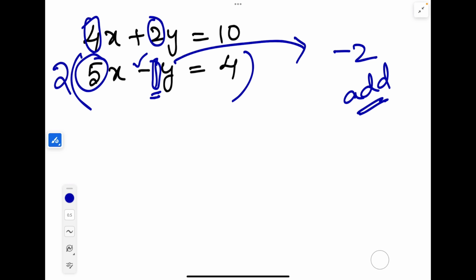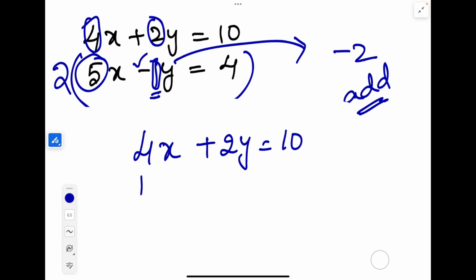We should have the coefficients the same. If the coefficients are with the same sign, we will go with subtraction. If the coefficients are with opposite signs, go with addition. Right. So children, let us write our equations. First one is 4x plus 2y is equal to 10. So when we multiply 2 with the second equation, we will be getting 10x minus 2y is equal to 4 times 2 is 8. Okay.